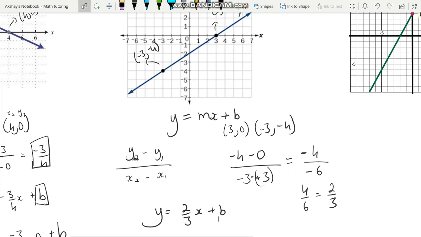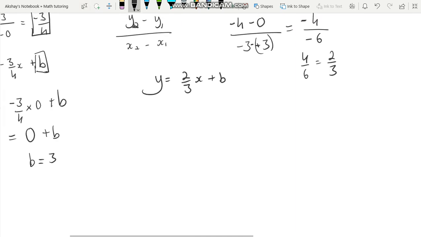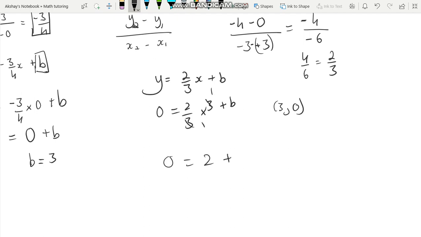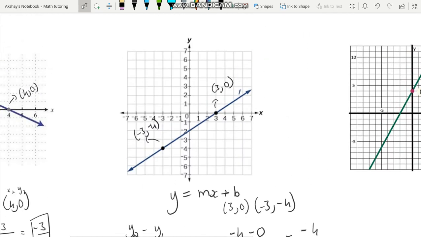To find our b, we can plug back in (3, 0) into our function. X is equal to 3, y is equal to 0. 3 and 3 cancel out. 0 is equal to 2 plus b. I have to bring my 2 to the other side, so I have negative 2 is equal to b. Hence, my function is y equals 2 over 3 x minus 2. There we go. Let me just check here.